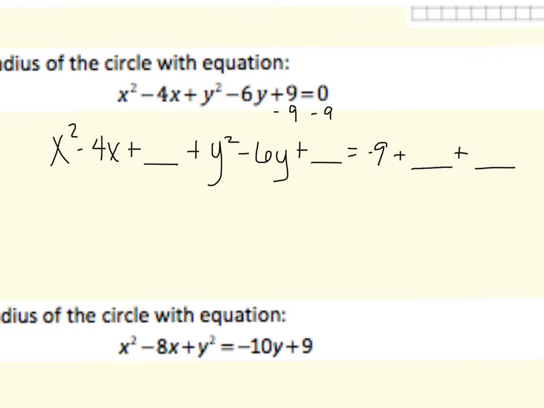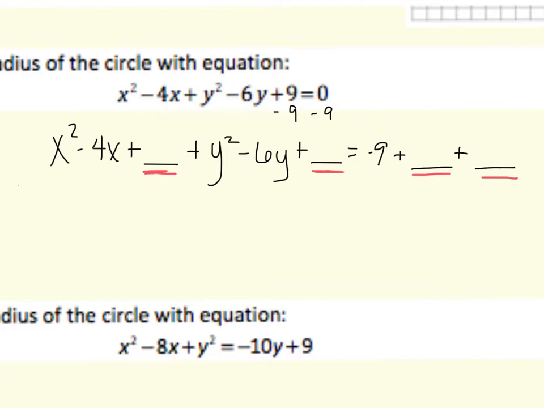Like I said, you want just the x's and the y's on the left-hand side, and the numbers will go on the right-hand side. You'll need to add a blank to each group, to the x's and to the y's, and then you also need to add that same number to the left and the right side to make it equal. So thinking ahead, you have x squared minus 4x plus something. I want to put something in that blank that will allow us to write it like we did before, as y plus 3 squared.